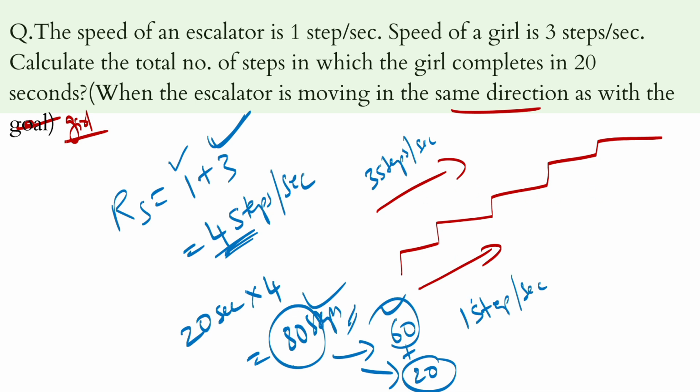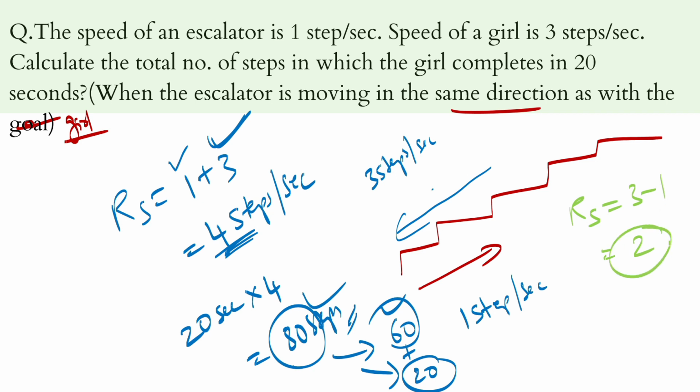Let's see. This is the escalator's direction, right? 1 step ahead. Now the girl is not moving like this. Girl is moving in this way. Now if the girl is moving in this direction, the relative velocity is 3 minus 1, because we must subtract as they are moving in opposite directions. That is equal to 2 steps per second, right?